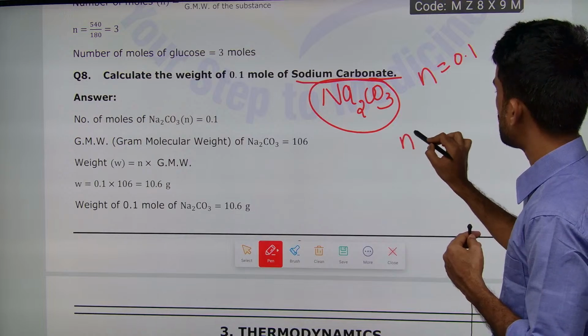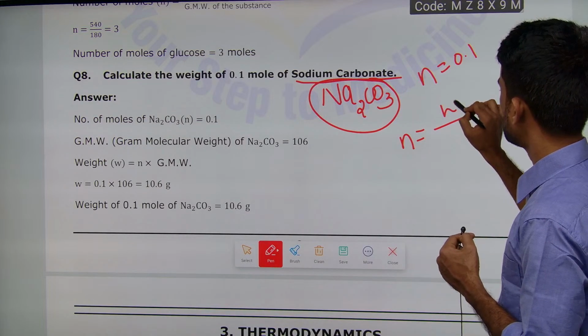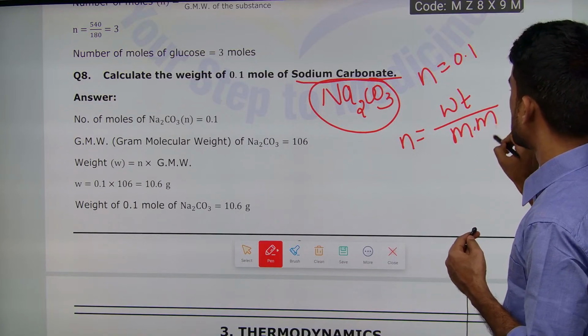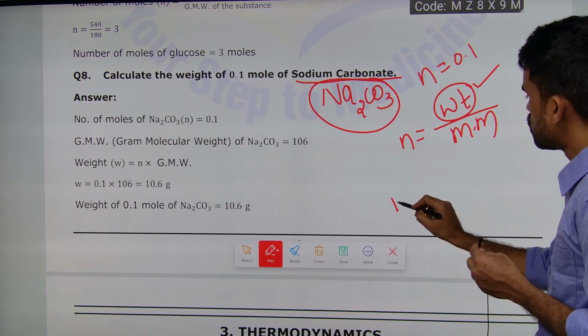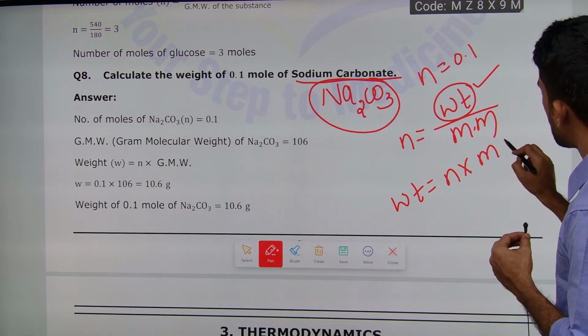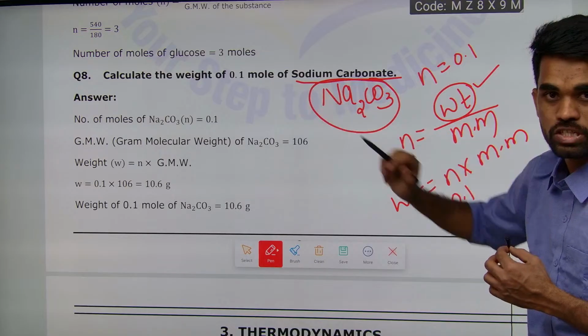Just now we have seen that the number of moles equals the given weight of the substance divided by the molar mass of that substance. Now I want the given weight of that substance. Weight of substance equals number of moles times its molar mass. The number of moles is 0.1, as mentioned in the question.